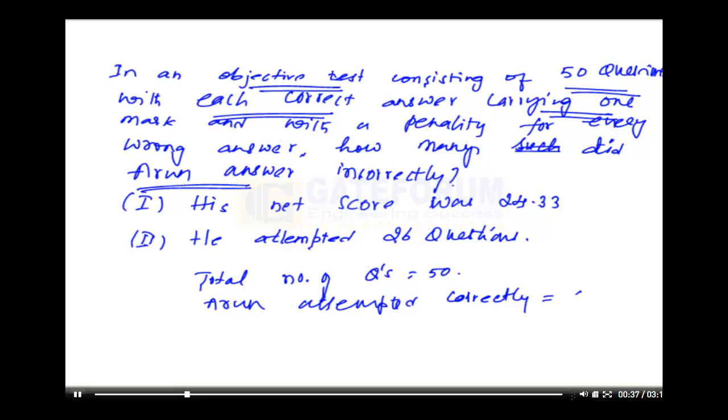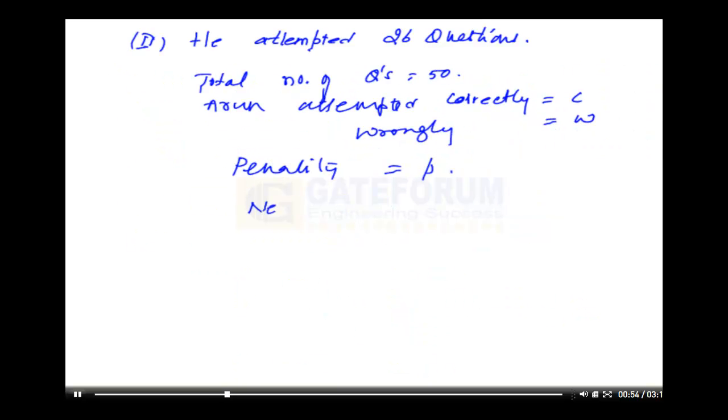Let it be some C. Arun attempted wrongly, let us say, some W, and we don't know what the penalty is for each question. Let the penalty be P. And let us first write the equation relating all these terms. We'll get the net score: correct answers times 1 mark minus wrong answers times penalty will always give you the net score.